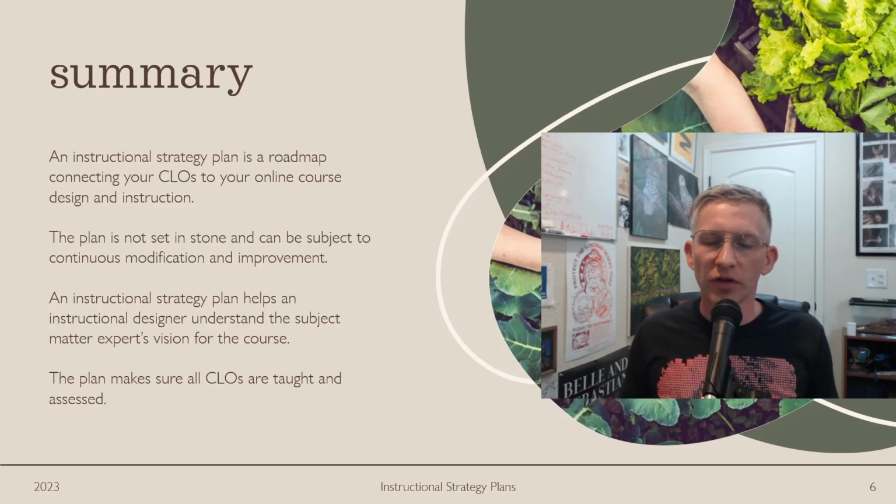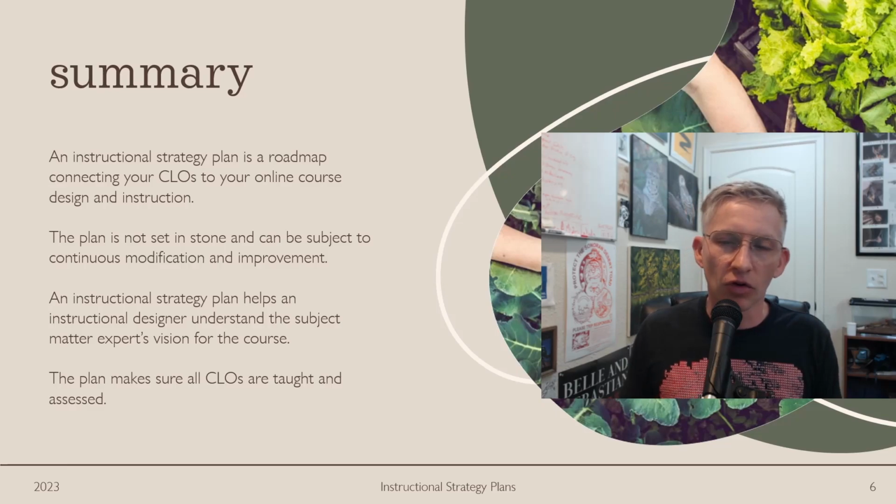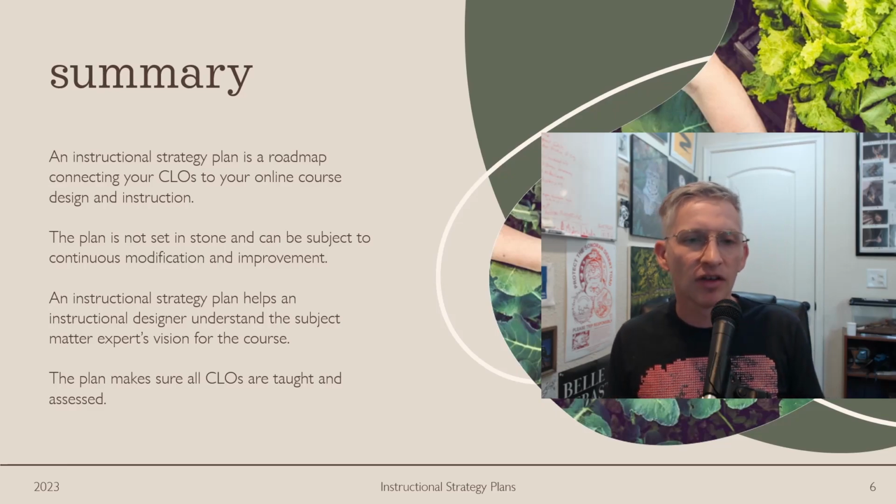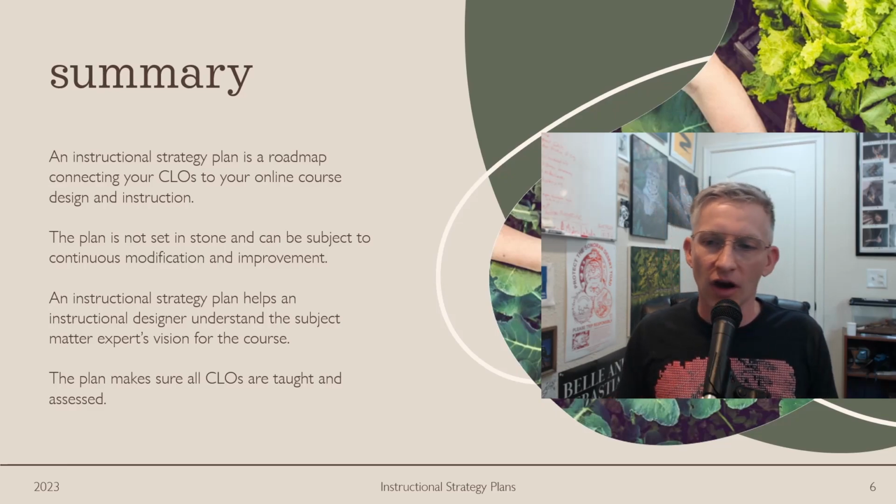But one of the most important things is it makes sure that all of the course learning outcomes are taught and assessed. Remember, the course learning outcomes are sort of your contract with the student. It's your contract with your department in terms of what's going to be taught in the course. You might change the materials, you might change the instructional design strategy, but the course learning objectives are what students should get out of the course, regardless of your instructional design strategy or your instruction. And so a course instructional strategy plan makes sure that you address all of those CLOs.